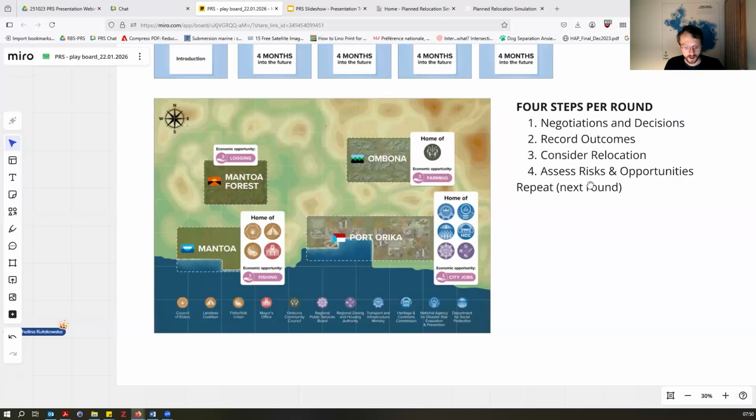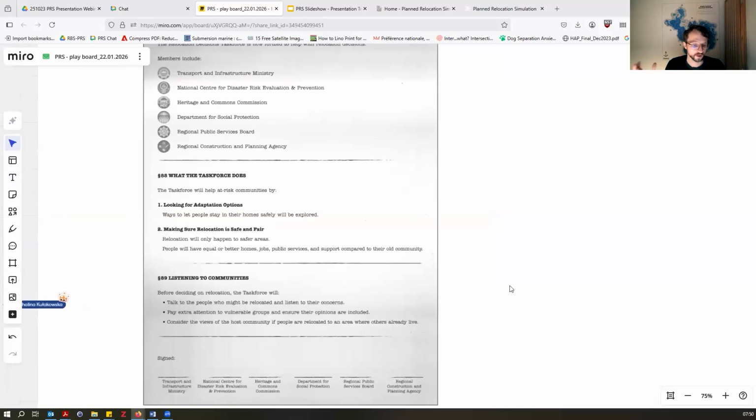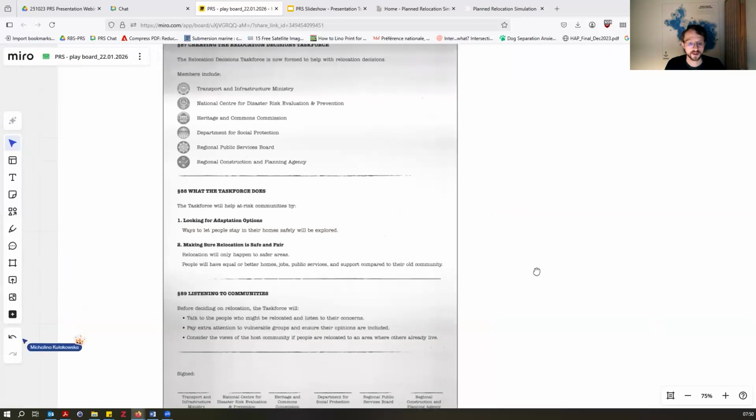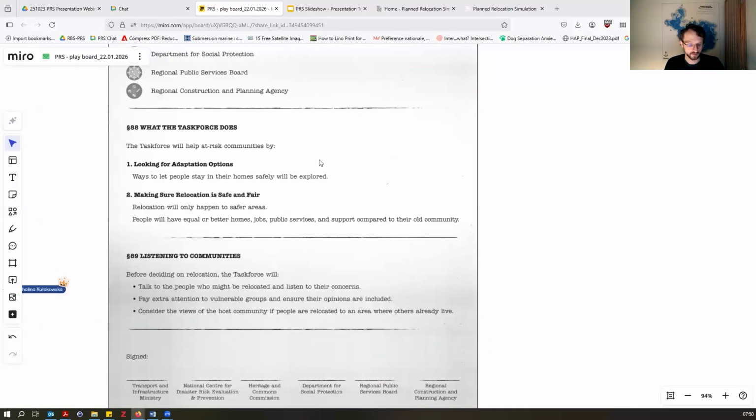Because of this, the government, as part of a National Climate Change Act, which covers a lot of different things, has also established a relocation decisions task force and set out a few principles on how relocation should be discussed and approached. Narratively, at the beginning of the workshop, you tell the government actors that they are members of this task force. They've been given a few principles, and you can distribute this sheet of paper which has these principles laid out for them, and say that they've committed to this.